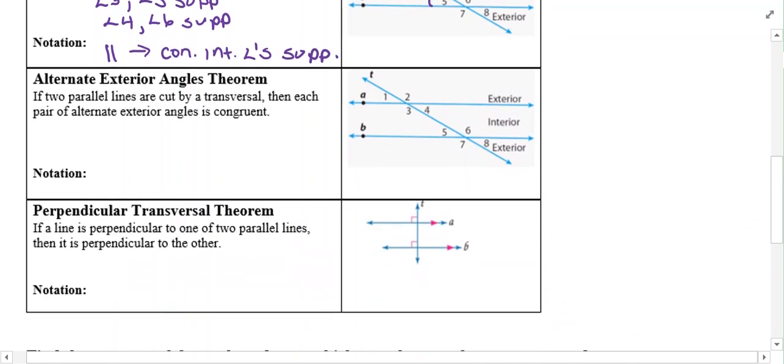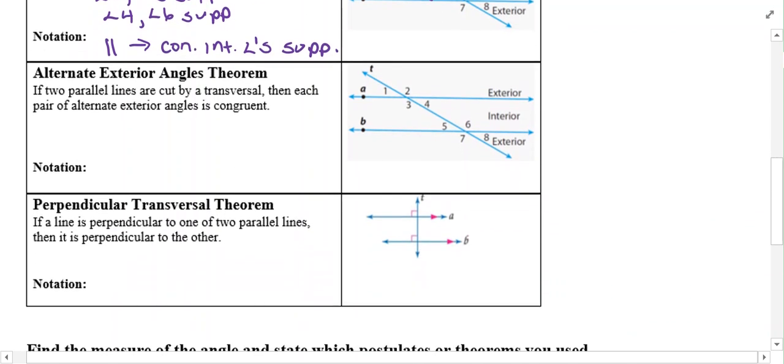Alternate exterior angles. When we looked at those yesterday, those were angles that are on opposite sides of the transversal outside of the two lines we're looking at. So here we have angle 1 and angle 8. And in this theorem, it tells us that they are congruent. So angle 1 is congruent to angle 8, and angle 2 is congruent to angle 7. Our notation is parallel gives us that alternate exterior angles congruent.